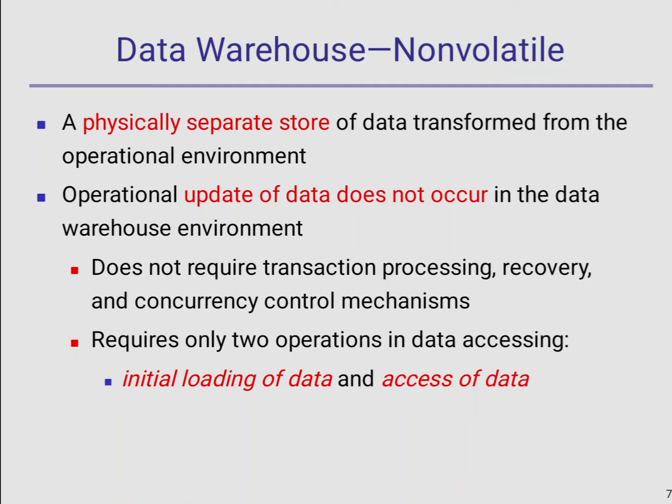Data warehouse is non-volatile. It is a physically separate store of data transformed from the operational environment. Operational update of data does not occur in the data warehouse environment. It does not require transaction processing, recovery, and concurrency control mechanisms, as we can see in a database system, which requires all these. It requires only two operations in accessing, that is initial loading of data and access of data.